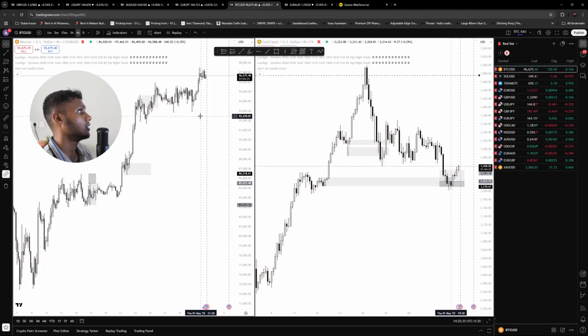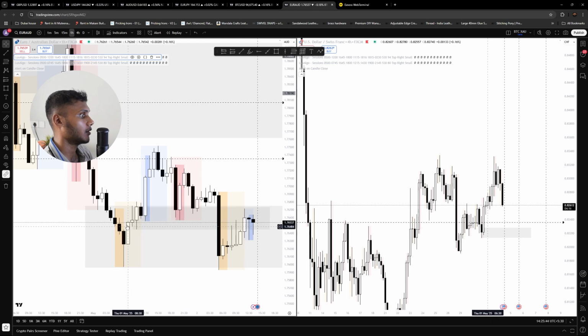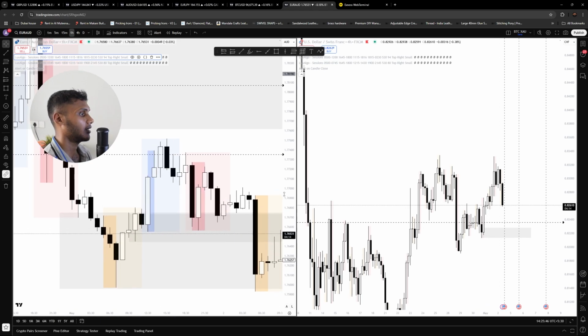Anyway, let's get to the trade. So yesterday we took this Euro Aussie dollar trade. This was the 4-hour order block, as you can see, and then the 1 hour we have this. So this is where it gets a bit complex.